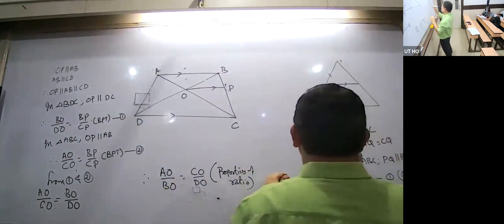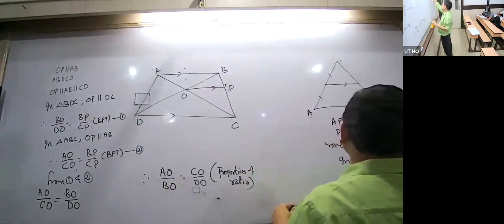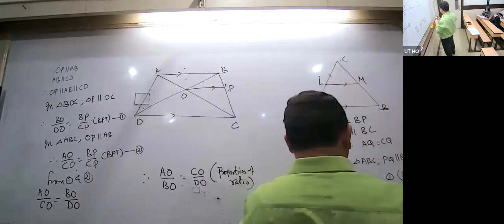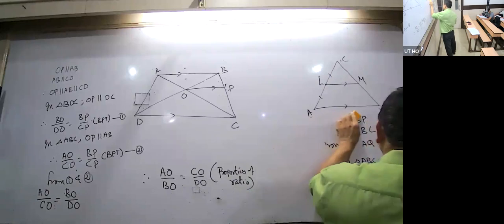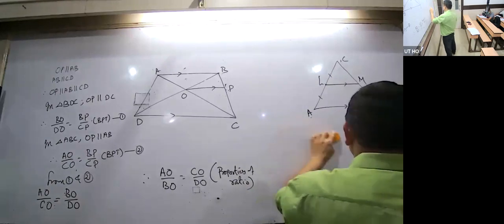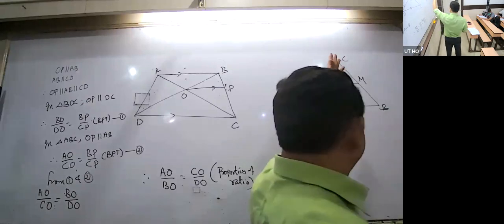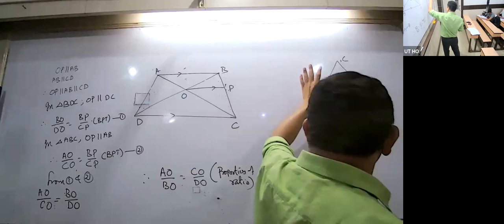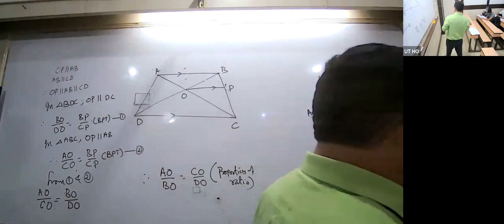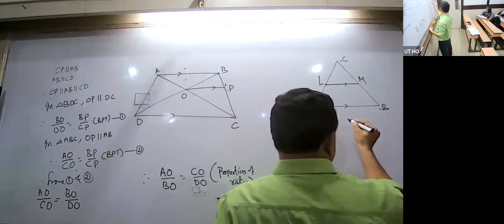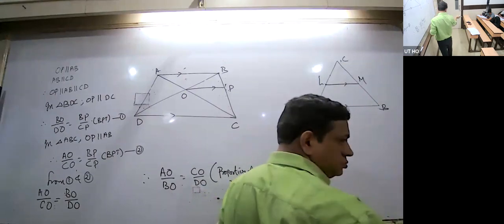So, if LM is parallel, what can you apply, Kushal? The BPT. Why BPT? What will you get? Sir, we will get CL upon LA is equal to CM upon MB. Okay, do you have CL? Sorry, sir, we don't have CL.